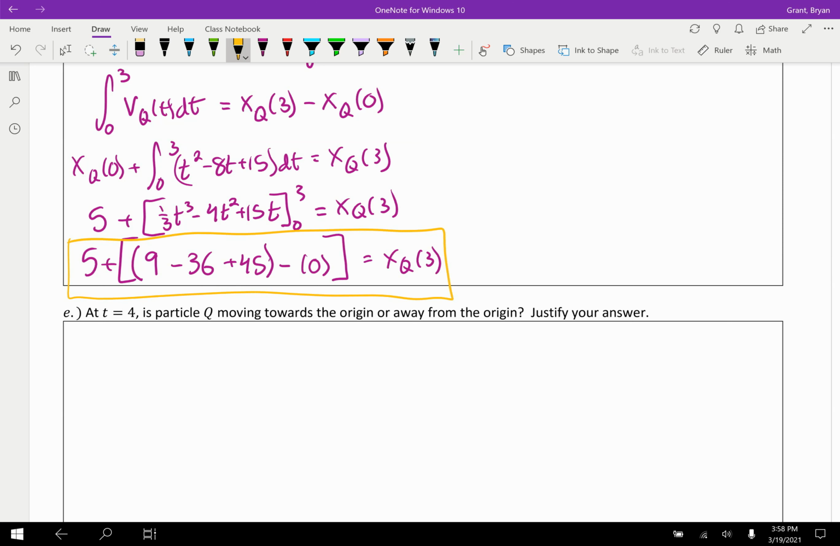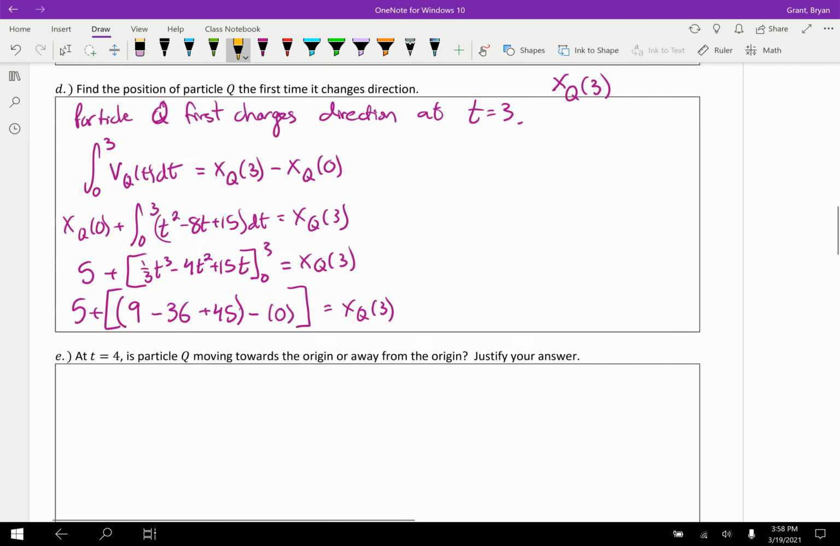It's kind of a gross-looking answer, but that is actually probably the best answer, because now you don't have to worry about making mistakes when you simplify. If you aren't satisfied with that, you can simplify it down. What's it going to be? 45 minus 36, that is 9. 9 and 9 is 18. 18 and 5 looks like 23, I think. So you could say the position is 23.